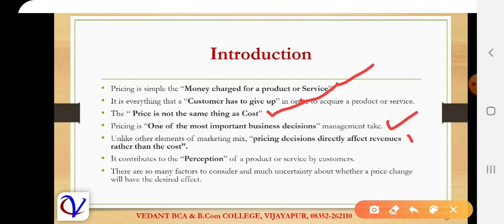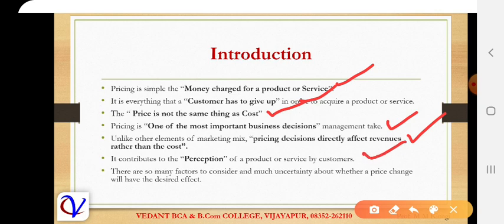Then the next point is that, unlike other elements of the marketing mix, pricing decisions directly affect revenues rather than cost. So pricing is very important in the business, and we need to take care here.